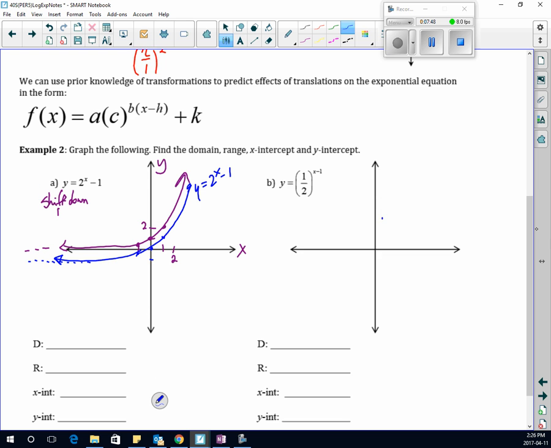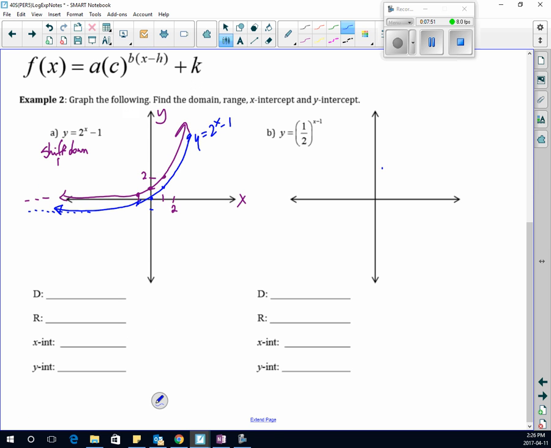Okay, what is my domain? Yeah, negative infinity to infinity. What's my range? This is of the transformed graph, of course. What's my range? No. Try again. Yeah, because it got shifted down, it's negative 1 to infinity. Remember, it's not including negative 1. Okay, x-intercept. It's not 0. Oh, yeah, it is 0. It is 0, and because x-intercept is 0, then your y-intercept is 0 as well.